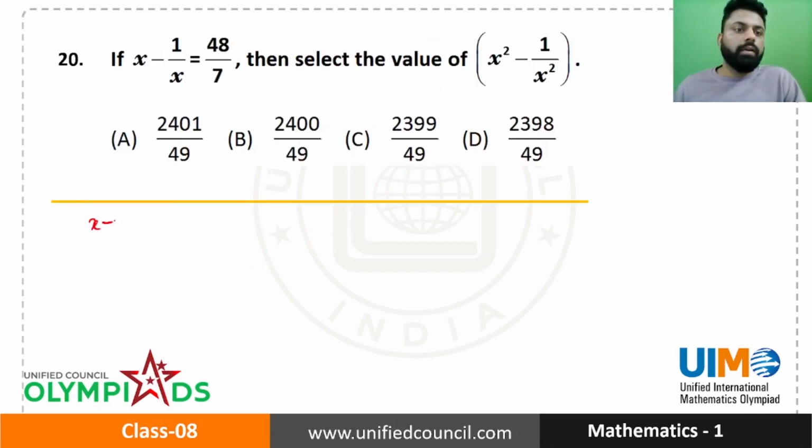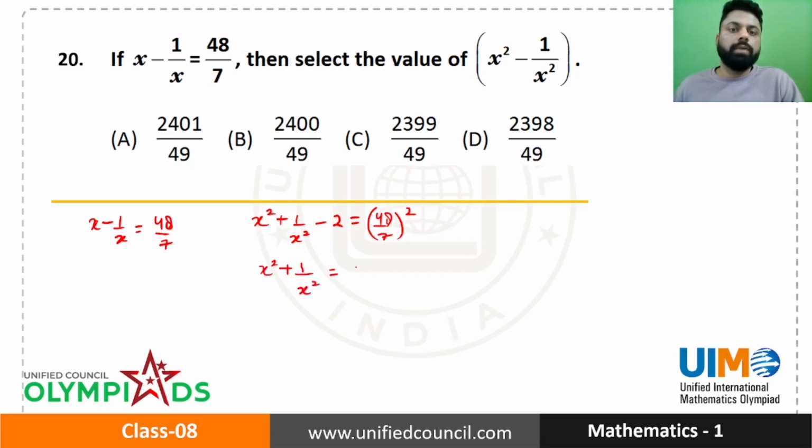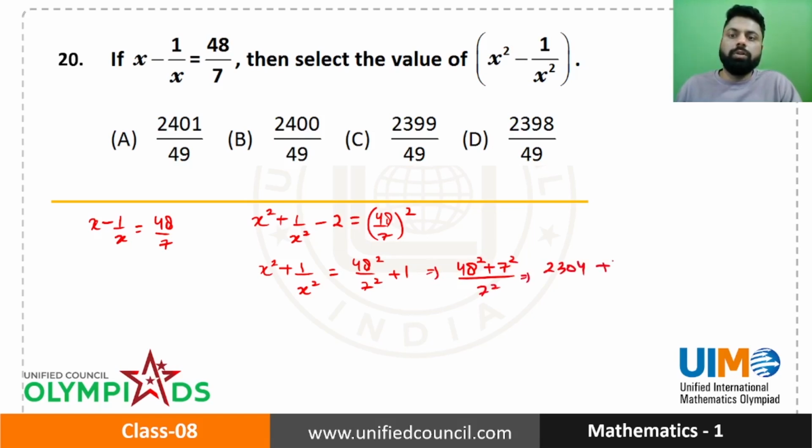If x minus 1 upon x is 48 upon 7, what is the value of x square plus 1 upon x square? So see, x square plus 1 upon x square minus 2 is equal to (48 upon 7) whole square. x square plus 1 upon x square is equal to (48 upon 7) square plus 2. This is (48 square plus 7 square) upon 7 square. 2304 plus 49 upon 49.